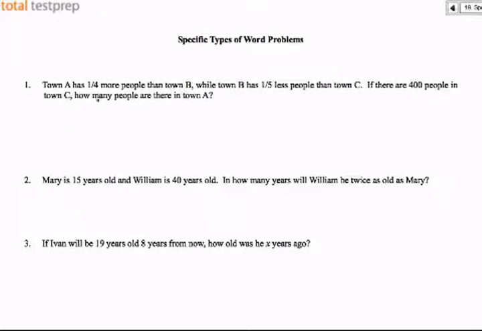Town A has 1/4 more people than town B, while town B has 1/5 less people than town C. If there are 400 people in town C, how many people are in town A? Let's start backwards because that's the most concrete information we have. We know that there's 400 people in town C. So town B has 1/5 less people than town C. That means that town B has 4/5, if we use that shortcut from before, of all the people in town C, which is 400.